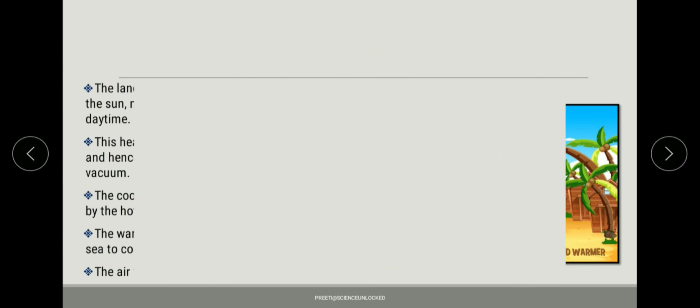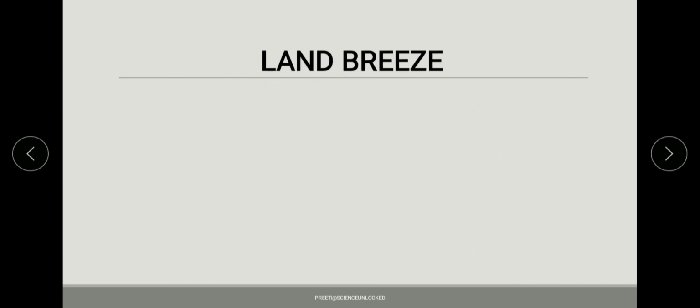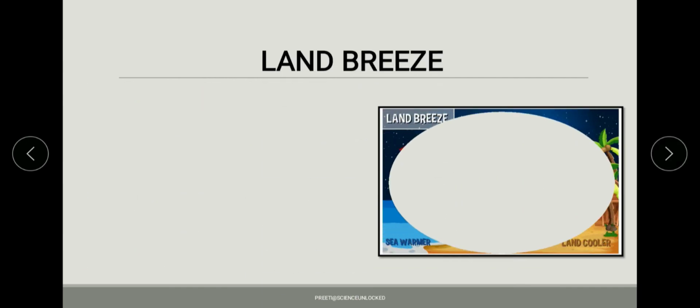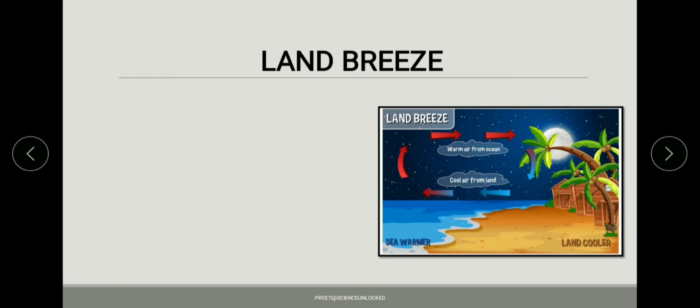Now during the night time we will observe the exact opposite phenomenon, because we know that land, as it gets heated up faster, will also cool down at an equally faster rate. So automatically the opposite will take place, because over here the sea will again take time in the cooling process.